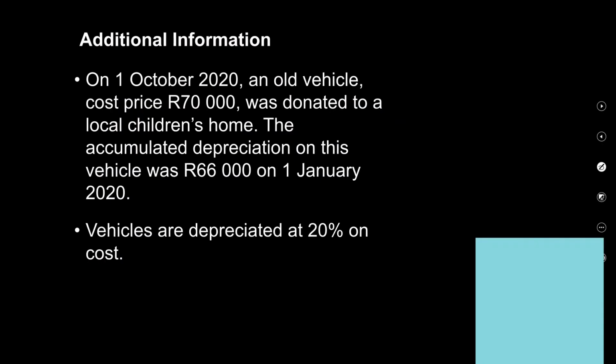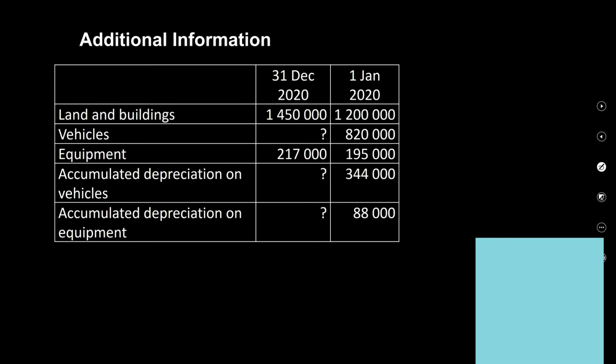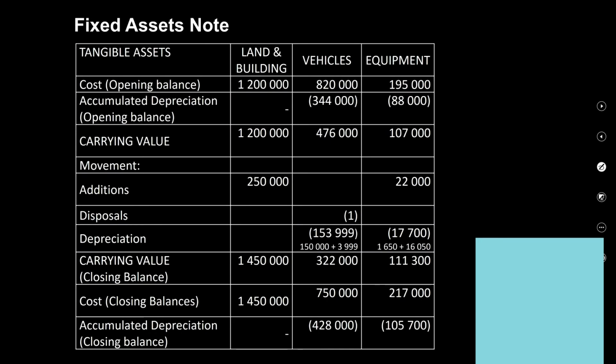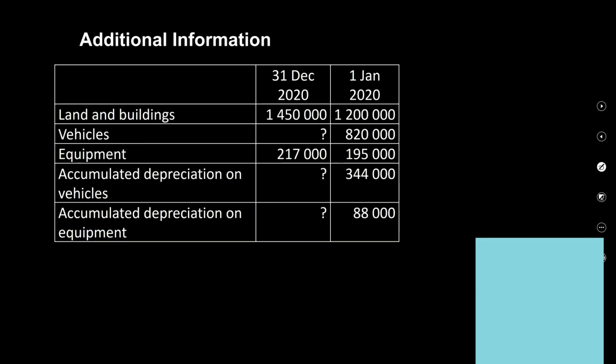And we are told that vehicles, we sold the vehicle. Remember, we dealt with that one already, so we are aware of that. And we also know that depreciation is at 20% on cost. Okay, so now, let's look at our vehicles here, guys. Step number one, opening balance, 820,000. From where? From my information.